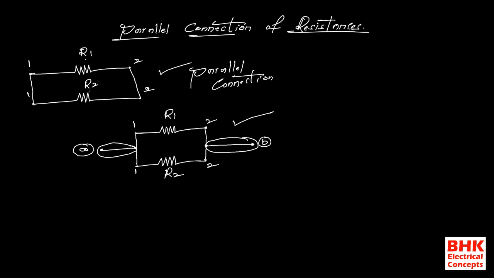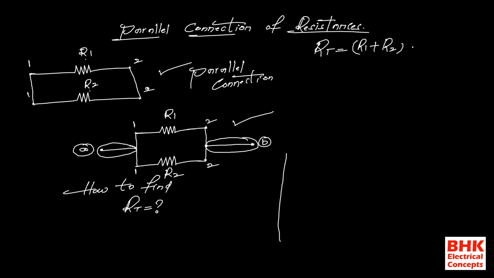Now the question is, when R1, R2 both are connected in parallel, how to find the total resistance RT? This is very simple. When R1, R2 are connected in series, how do we find the total resistance? By adding R1 and R2, you get the total resistance of the series connection. But here R1, R2 are connected in parallel, and we need to find the total resistance for the parallel combination. Then always we need to consider the reciprocal.